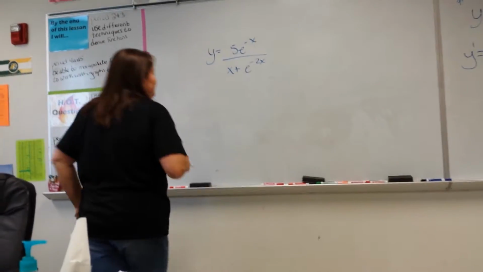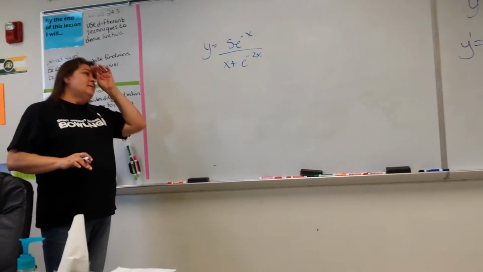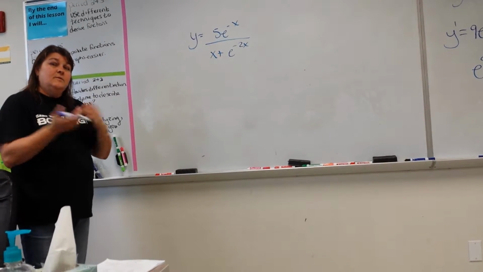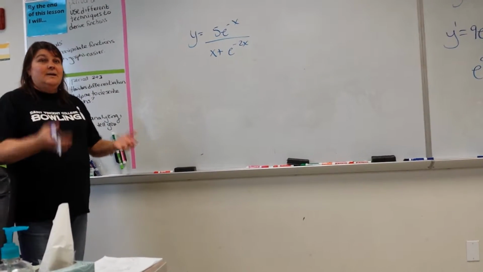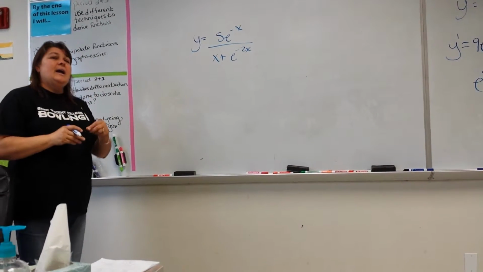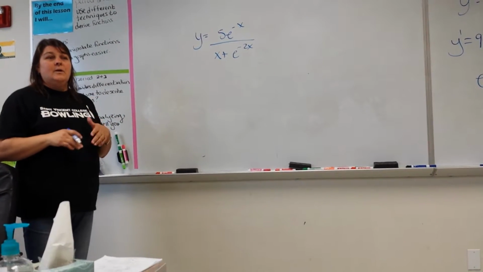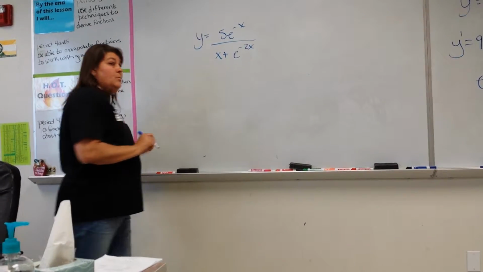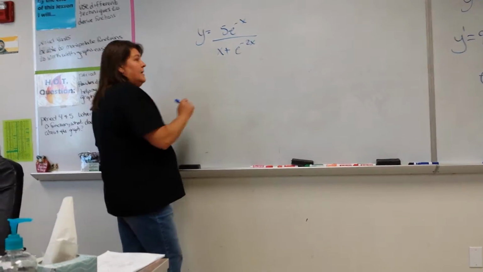Okay, so what happens here? It is in the format of something divided by something. So I know that low D high minus high D low over low low is probably the way I'm going to go. Okay? So let's start.